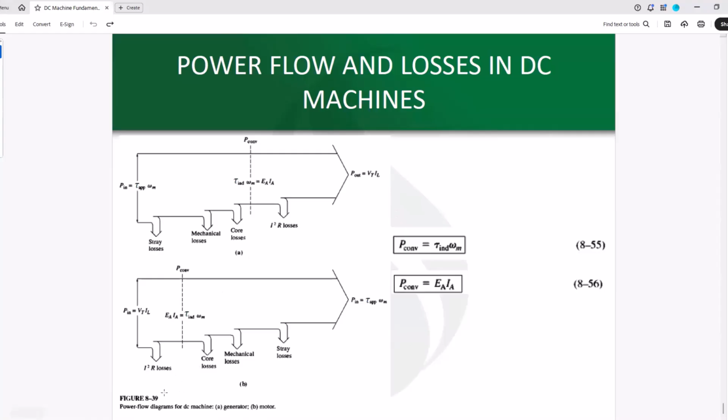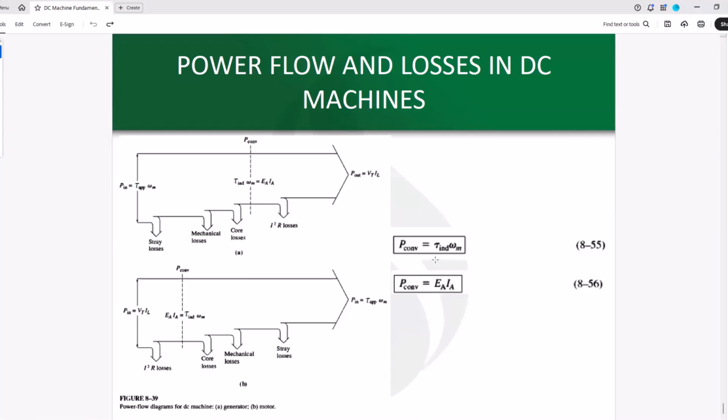That becomes the output power that we deliver to the load. When the machine is working as a motor, then we provide electric power to it, VT times IL. Then I squared R losses, the copper losses. Here we get the converted power. And then core losses, mechanical losses, and stray losses will be subtracted until we apply the output power to the mechanical load, tau applied times omega m. So the flow of power is exactly reversed if you compare these two with one another. If you reverse the flow of power, you go from generator to motor or vice versa.